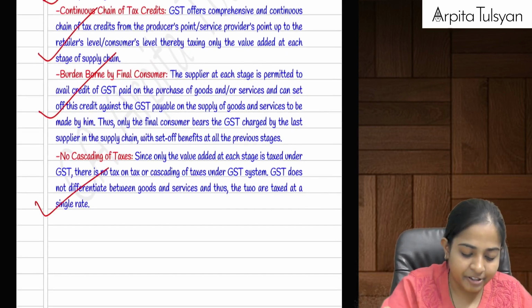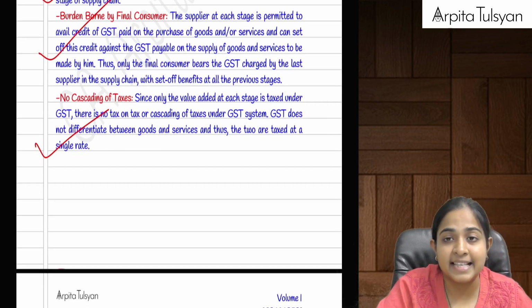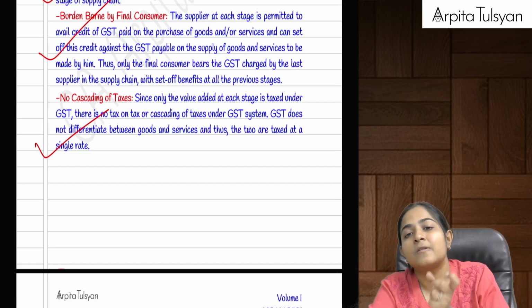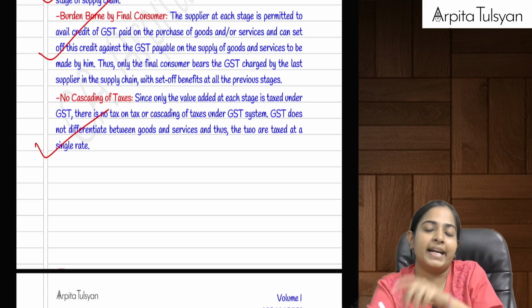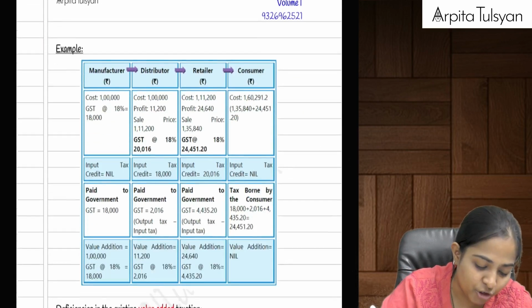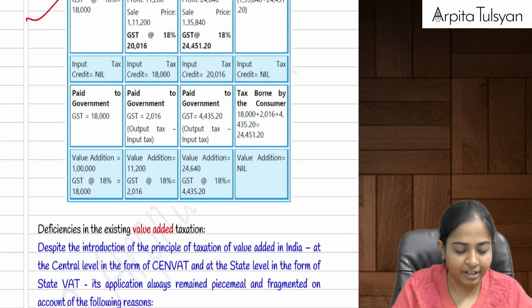And here they are trying that there is no cascading effect of taxes, that is, the entire price is not taxed, only the value added. Only the profit added, only the value added at each stage should be taxed. We have this example given here, you can just refer to it once.